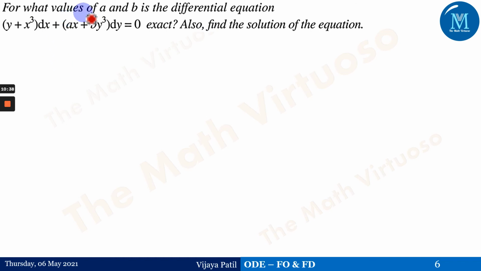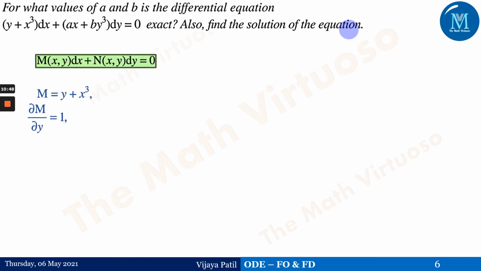Then, for what values of a and b is the differential equation exact? Also find the solution of the equation. Now this is a little different question I have considered here. Again, comparing, y + x cube is M, and therefore ∂M/∂y will give us 1. Similarly, N is ax + by cube, and therefore ∂N/∂x is nothing but a.